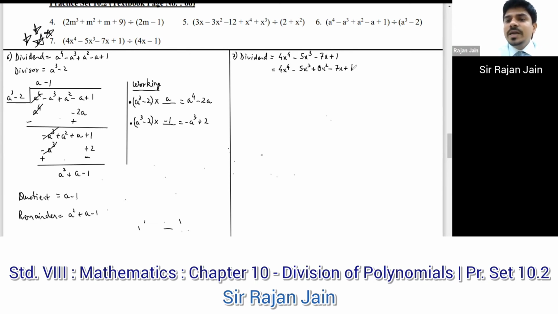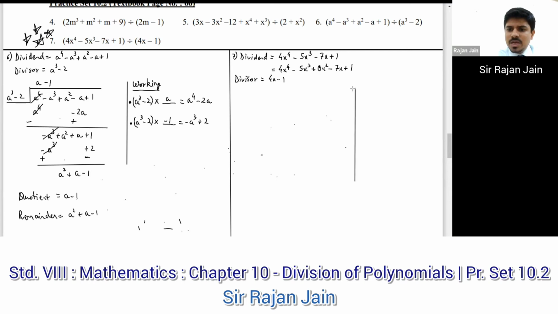The rest of the terms I copy down as it is. So why did I add this? Because a term with degree 2 was missing. Okay, then I take your divisor. Your divisor is 4x minus 1. It is already there in standard form. Now you start with the division process.